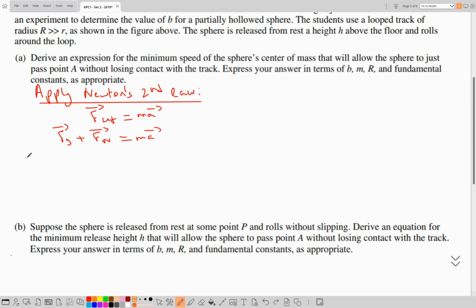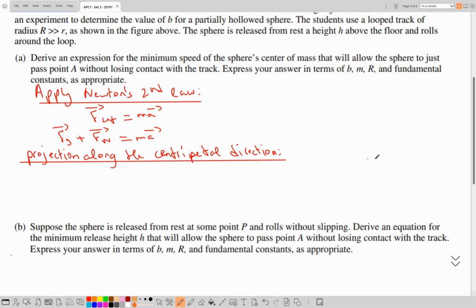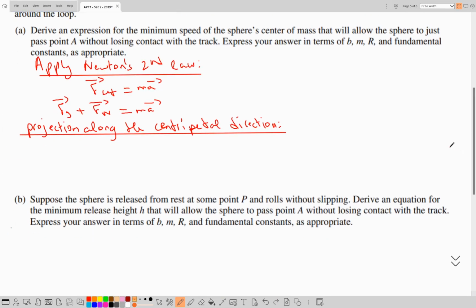Then we can say projection along the centripetal direction. And remember that whenever we're projecting along the centripetal direction, what is the positive direction in this case? It is not up or down, it's always toward the center, and it happens in this case that the positive direction is along the pull of gravity and the normal push. So in this case, that would be the pull of gravity plus Fn is equal to M A_c.